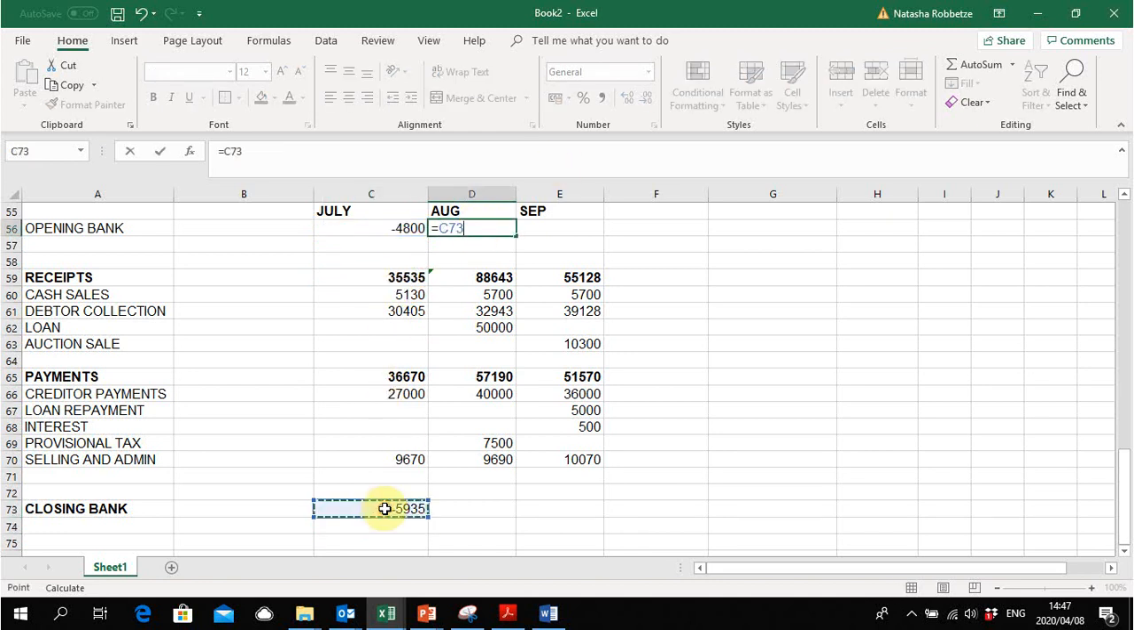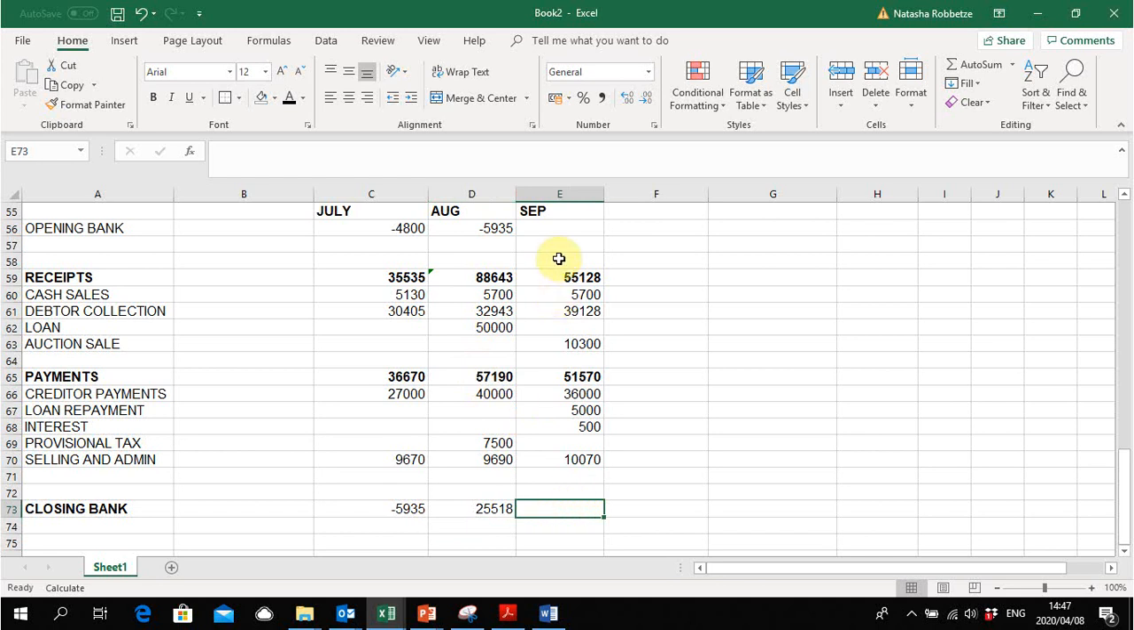Opening balance becomes closing balance. Closing balance becomes opening balance, I beg your pardon. Right, and there we have also successfully calculated our closing bank balances.